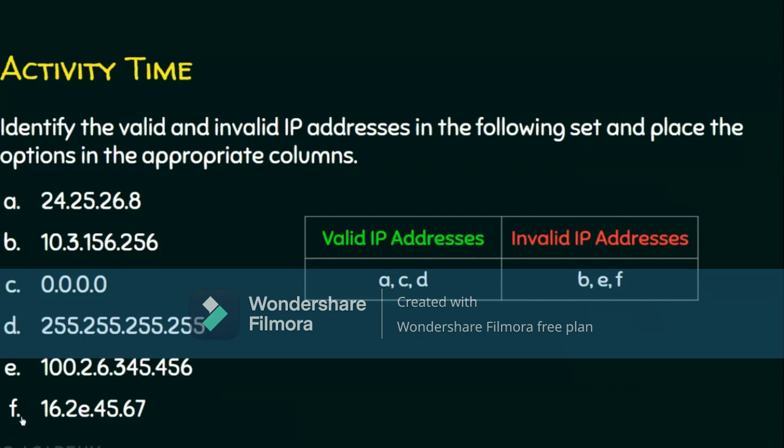Coming to option F, this is an invalid IP address. Why? Because there is an octet with 2E. We know very well that IPv4 addresses must be in decimal, and even if it is a hexadecimal character, that is not valid here because any IP address in IPv4 should be in decimal only. So F is also not valid. I hope this session will be helpful to understand what are valid IP addresses and what are invalid IP addresses.